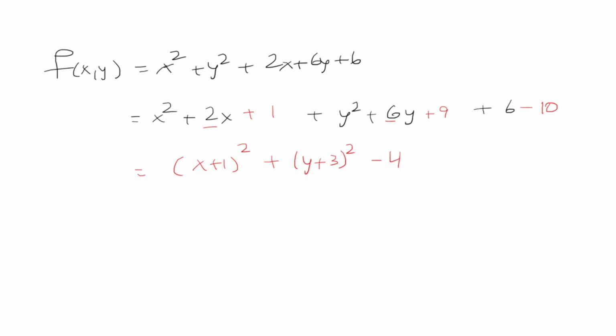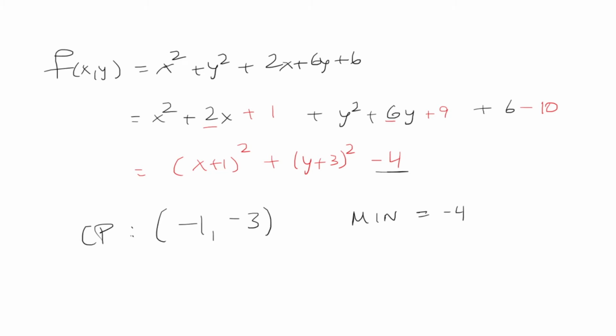So you can kind of think of this as a vertex. So x is going to be negative 1, y is going to be negative 3, and then the value f of negative 1, negative 3 is going to be negative 4. Okay, so this will actually be a minimum of negative 4. But this is the critical point, which we needed to find.